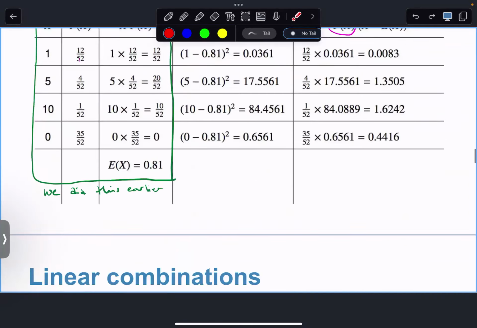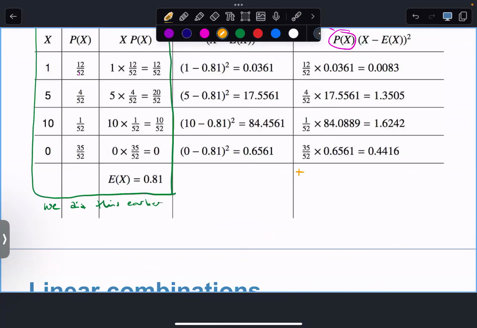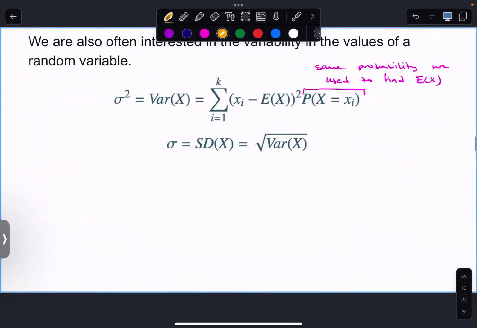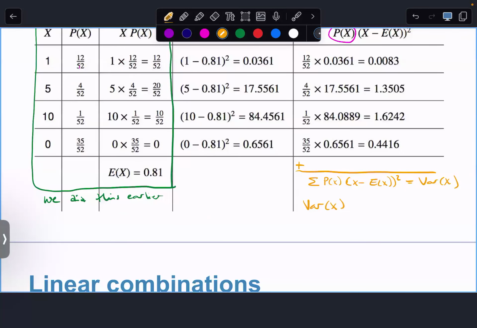Now, if I add these all up, to get the sum of P of X times X minus E of X squared is the variance of X. Adding these all up, because I don't have it, 0.0083 plus 1.3505 plus 1.6242 plus 0.4416. The variance of X is 3.4246.